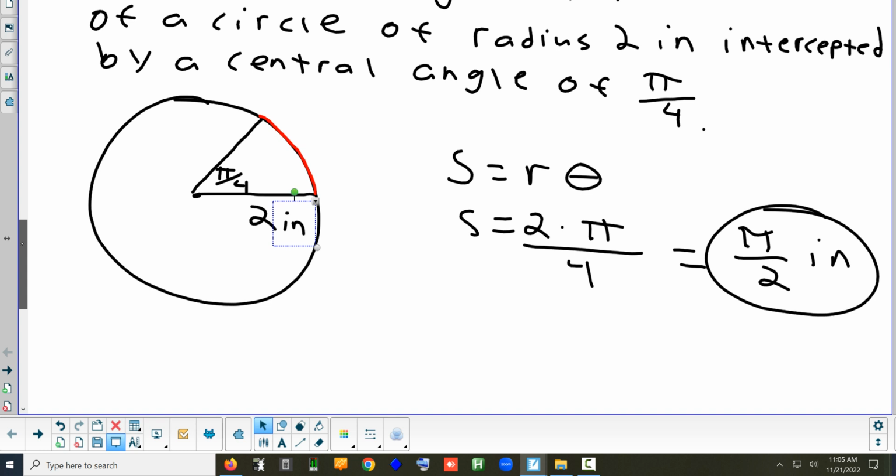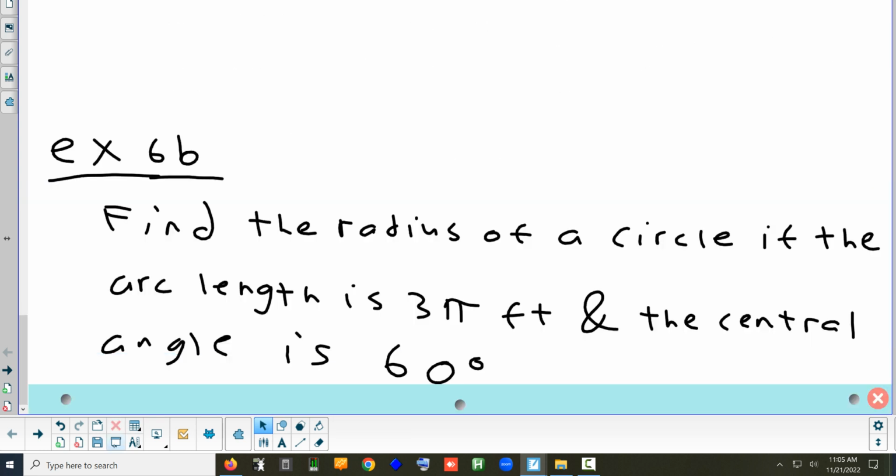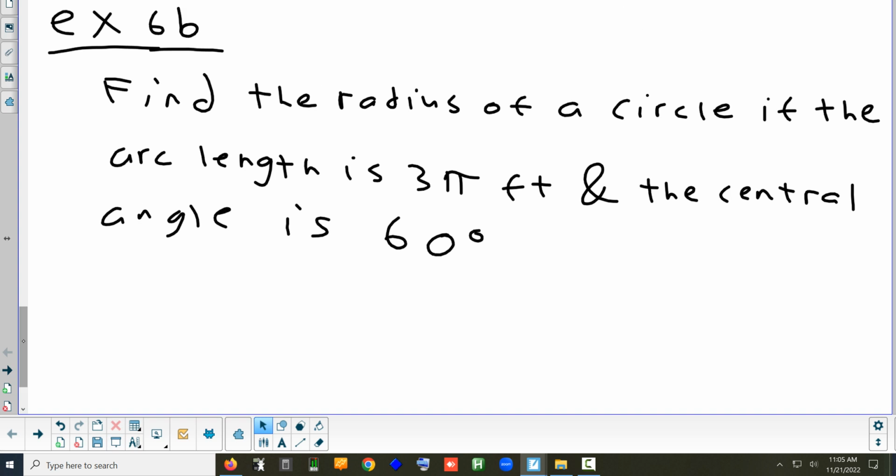Right, let's try one a little different. Are we going to be converting degrees to radians? Okay, yeah. So this one says find the radius if we know the arc length is 3 pi and the angle is 60 degrees. Well, we can start with the formula. What's my formula that connects radius, angle, and arc? S equals r theta.